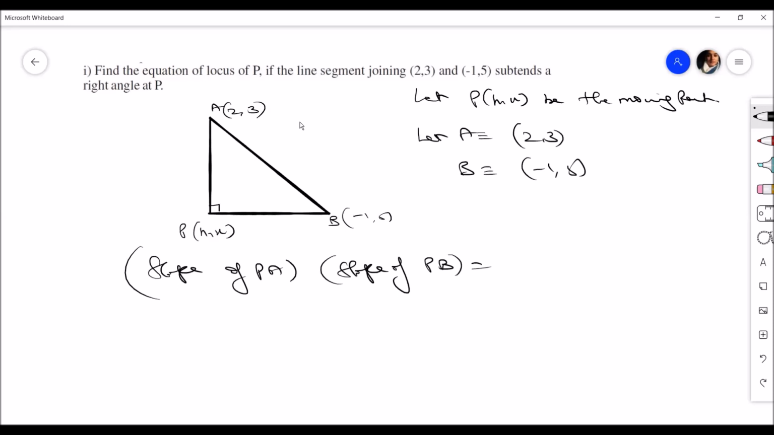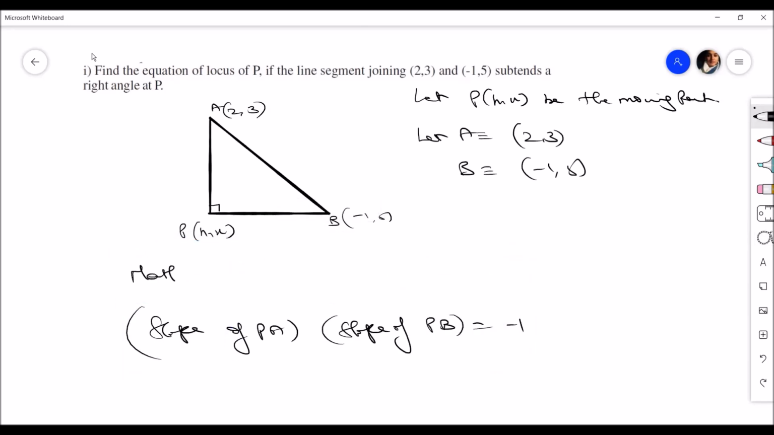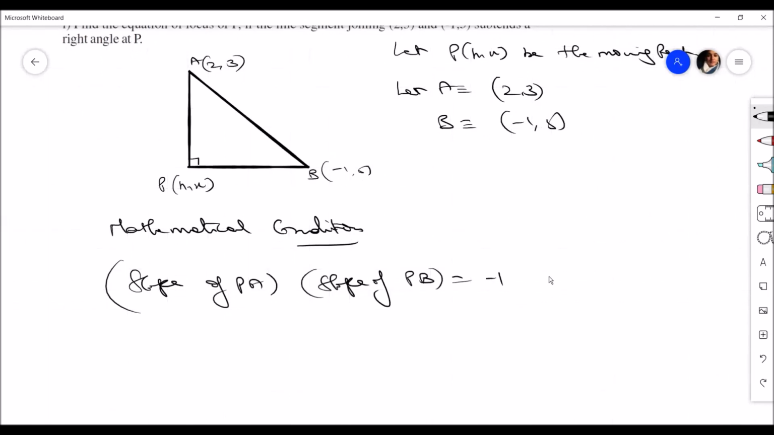Can you tell me what this product is equal to? All of you. Wonderful. Slope of PA into slope of PB should be equal to minus 1. That can be your mathematical condition. Agreed or not? So like I said, for every problem there is a mathematical condition, which in this case is slope of PA into slope of PB is equal to minus 1.